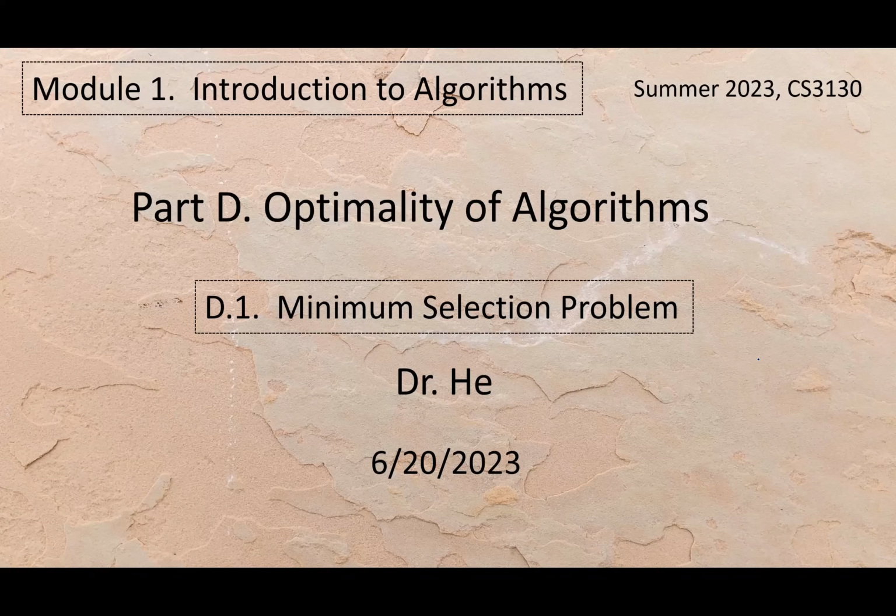Now, part D, optimality of algorithms. Another important concept, optimality. D.1, minimum selection problem. So we learn another basic question type, the selection problem type. Let me describe the selection. Actually, the minimum problem, everyone knows the minimum problem, but it's a special case of the selection problem. So later we will study the general selection problem.